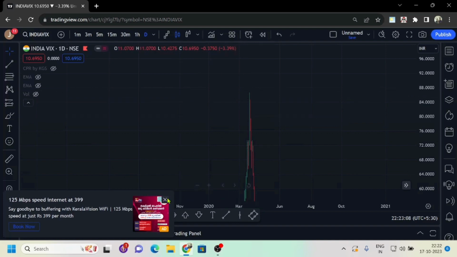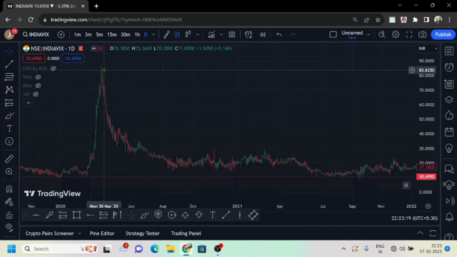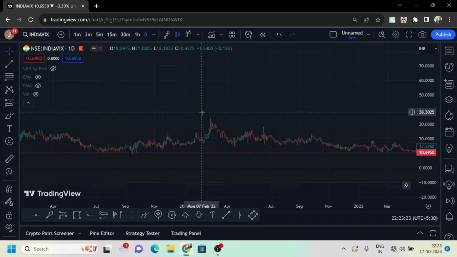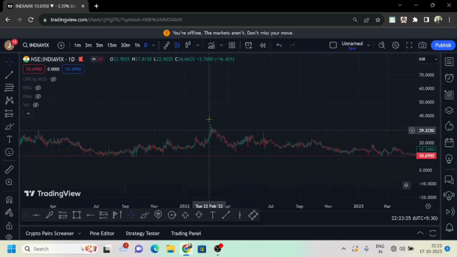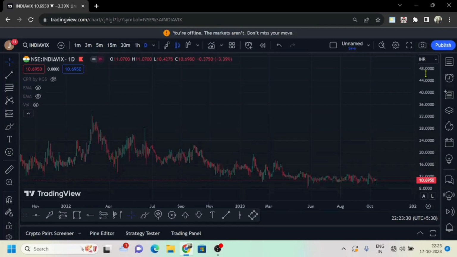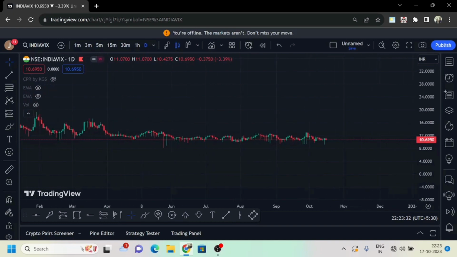This is 85. Now the VIX is around 10. This is the corona period. This is the Russia-Ukraine war period, 32-33. Now the situation is very calm and now it is 10.69. Okay, now the market is more or less very stable.